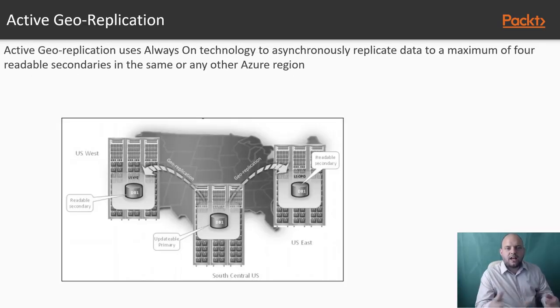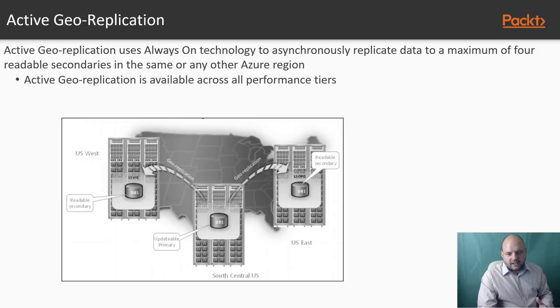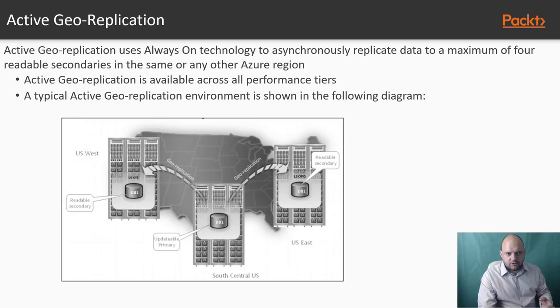Active geo-replication is now under general release in Azure, and is the geo-replication you're going to be using when you configure your databases going forward. Now, active geo-replication uses always-on technology to asynchronously replicate data to a maximum of 4 readable secondaries in the same or any other Azure region. Active geo-replication is available across all the performance tiers. A typical geo-replication environment is shown in the diagram below, and in this case DB1 primary site is South Central US with 2 readables at US West and US East.